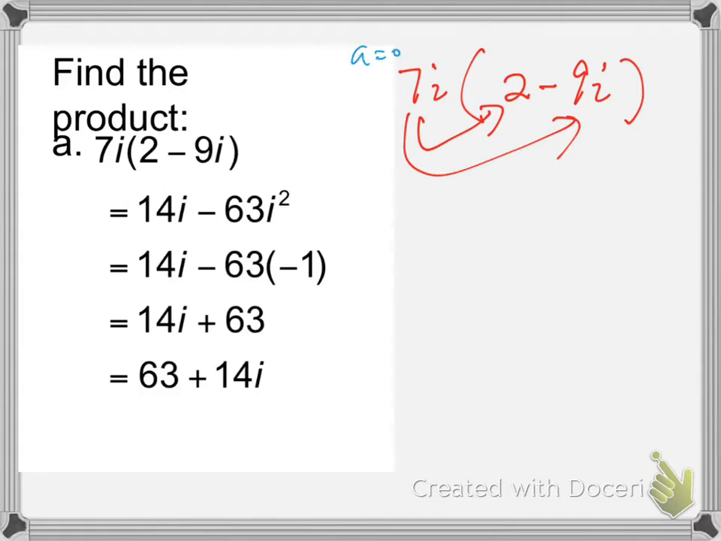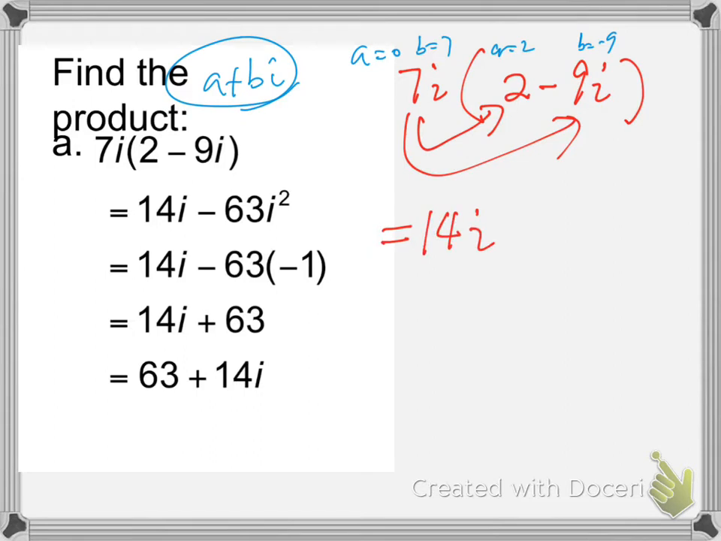Here A is 0, B is 7. You only have the imaginary part, right? Here A is 2, B is -9, for the complex number A plus Bi. Okay, so distribution: 7i times 2. So this is 14i, right?